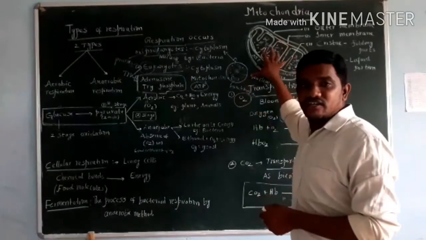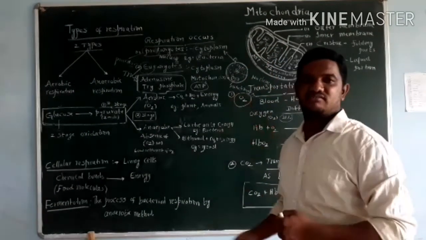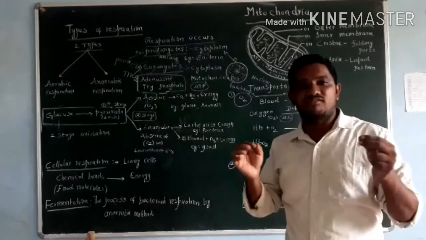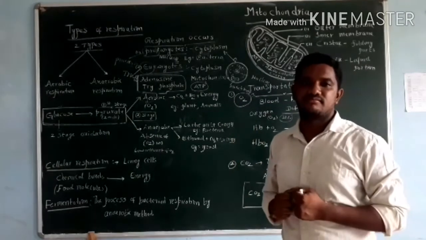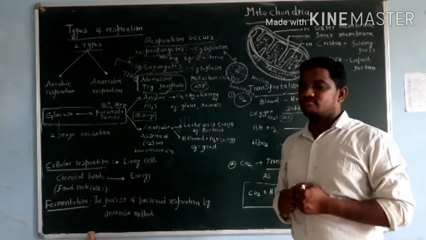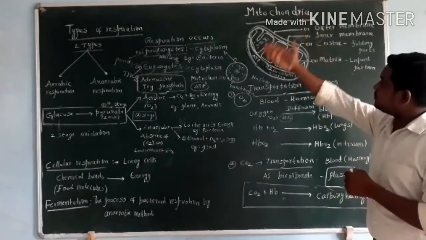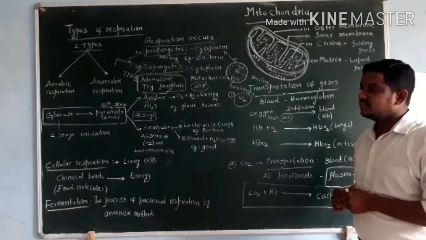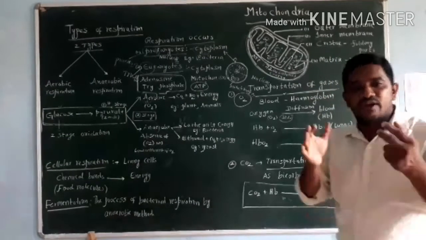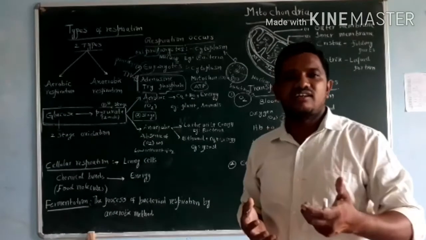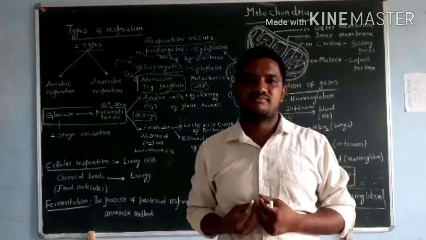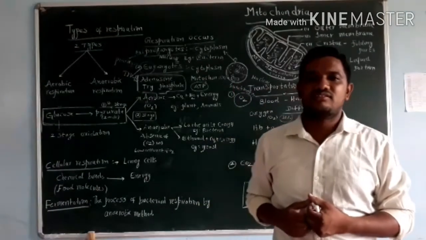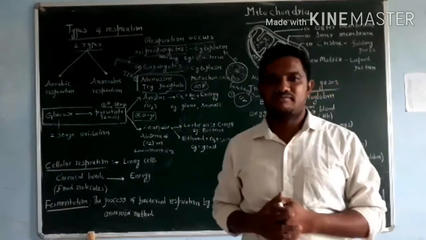Inside the mitochondria, ATP energy is produced, because respiration takes place inside the mitochondria. 1 ATP is equal to nearly 7,200 calories of energy. This is about the mitochondria structure and their parts. Inner membrane and outer membrane give protection to the mitochondria. Cristae are folding parts. Matrix is the liquid portion. Okay, have to remember in a simple manner.